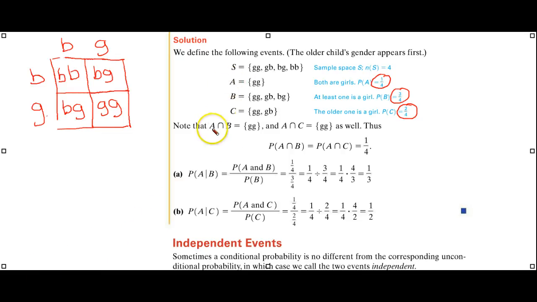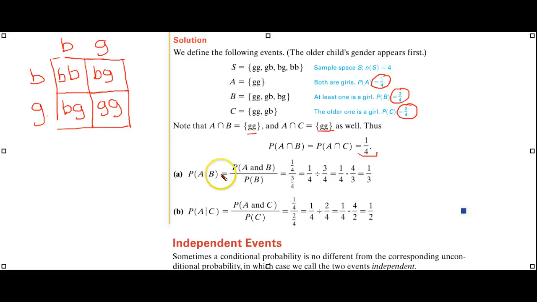Note that A intersecting with B, where both are the same, is this. And if we reverse it, and look at A intersecting with C, that is the same. Thus, A intersecting with B is the same as A intersecting with C, which is 1/4.